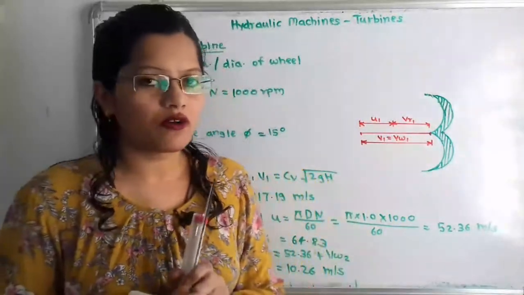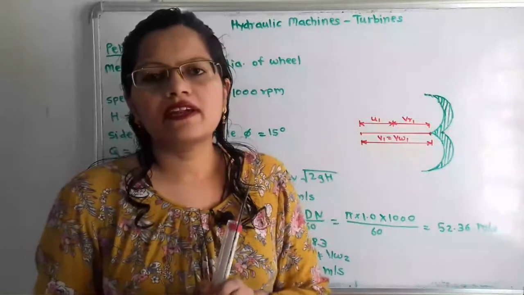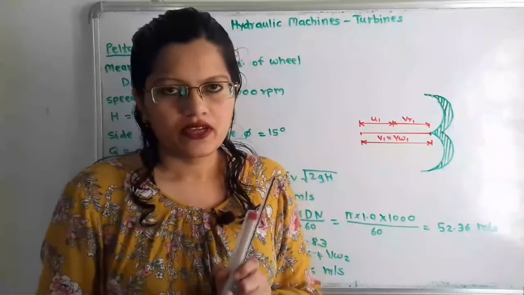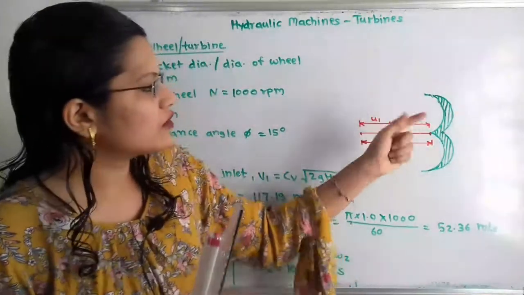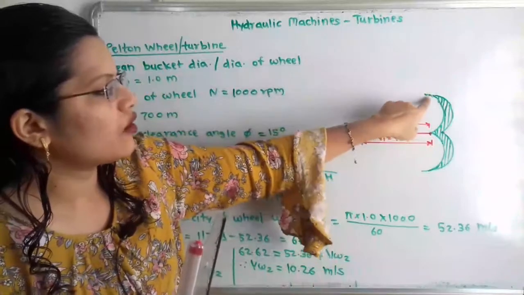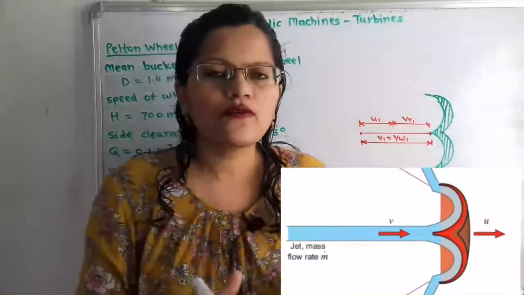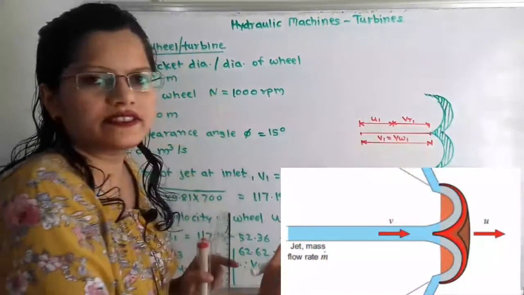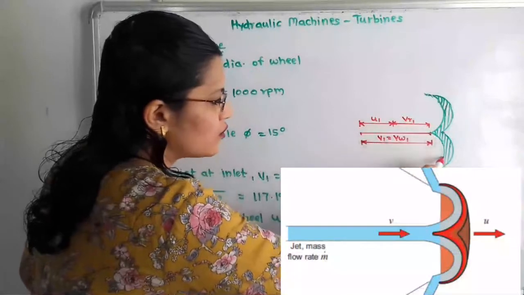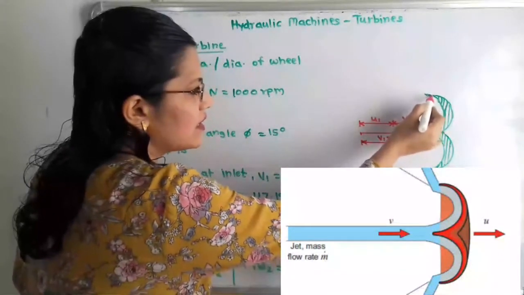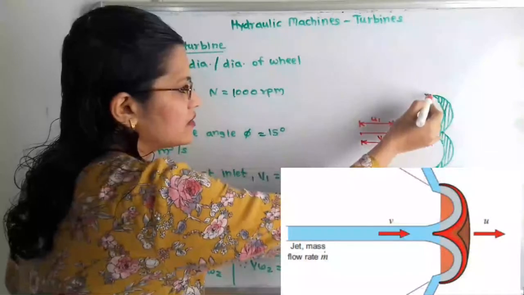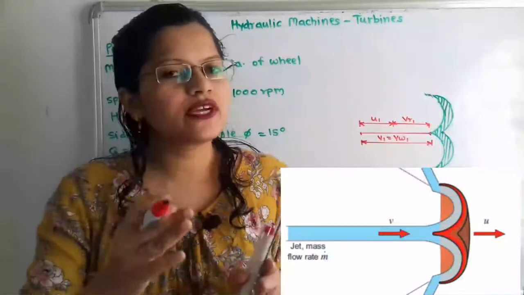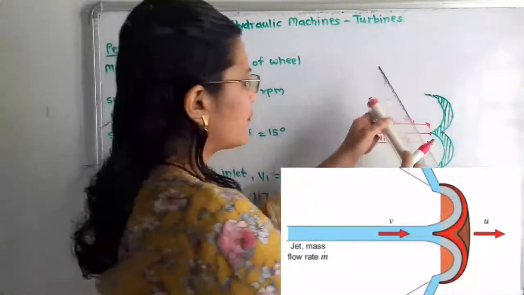Now we will move for the outlet tip. So for the Pelton wheel, relative velocity at inlet is equal to relative velocity at outlet. So how to show? So relative velocity we have to show in the direction of the jet. So when the jet strikes at this inlet tip, then what is happening? It glides over this bucket and it is moving in the outward direction through this outlet tip. So in the direction of the jet we have to show Vr2. So I will show here.